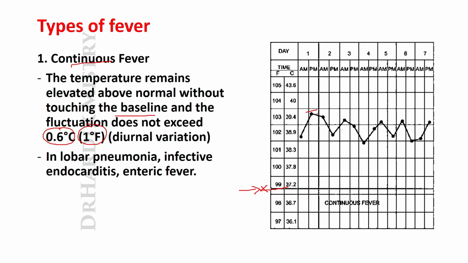The fluctuation above the normal level of body temperature does not exceed 0.6 degrees Celsius or 1 degree Fahrenheit. That means the up and bottom level of the fluctuations of the raised body temperature is around 0.6 degrees Celsius or 1 degree Fahrenheit. It is not going to rise above that. Alright. So in lobar pneumonia, infective endocarditis and enteric fever, we see continuous fever.